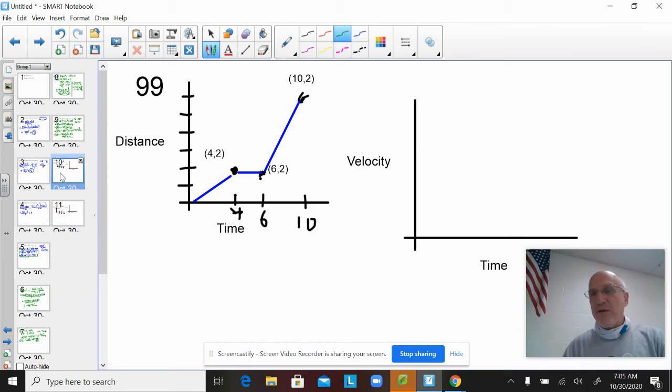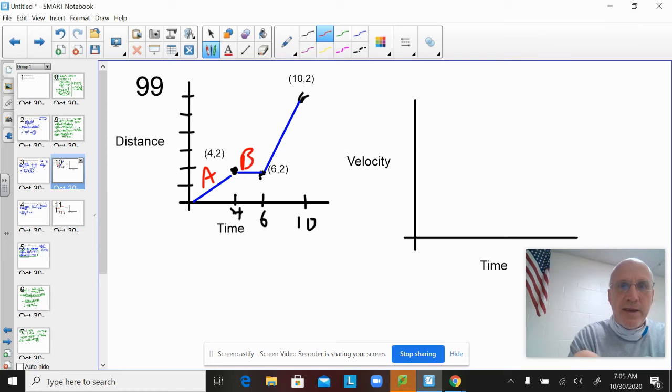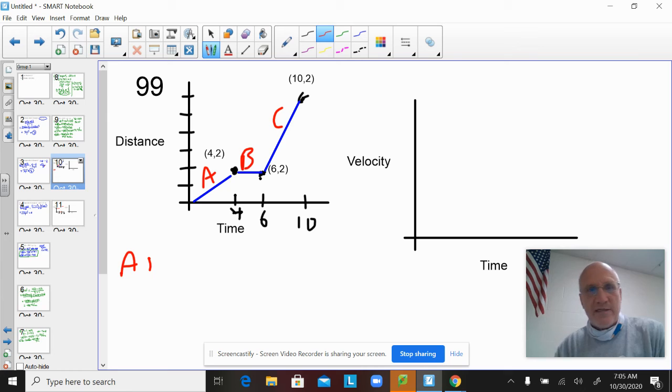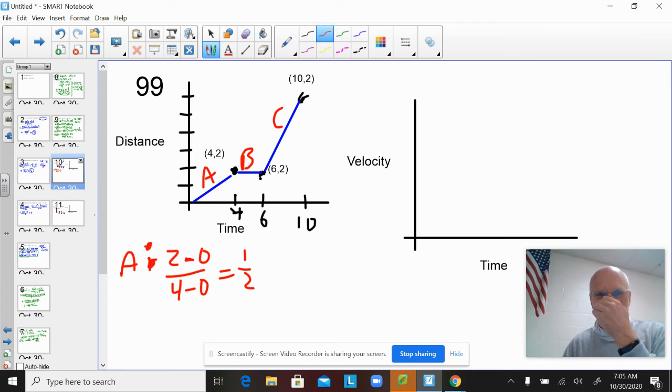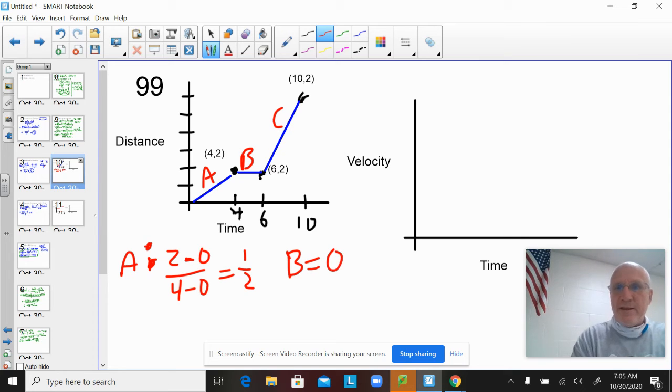So here I have 3 line segments. We need to find the slopes of those 3 lines. So let's label these. Here's line A, here's line B, here's line C. The slope of A, slope is just y2 minus y1 over x2 minus x1. So the slope here is 2 minus 0 over 4 minus 0. That's just 1/2. That's the slope of that line. The slope of line B, it's a horizontal line, that segment. The slope of line B is 0.